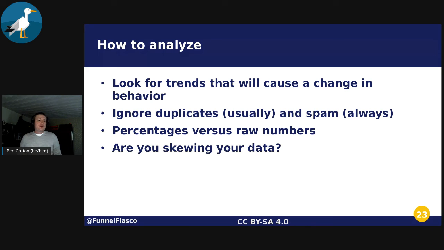Think about percentages versus raw numbers, which tells you the story that you're actually trying to get at. If there's 10 bugs and one of them is urgent versus 100 bugs and one of them is urgent, those are different things. Raw numbers will give you one story and percentages will give you another. And I just talked about being careful how you skew your data by what you include or exclude. There would probably be a whole other talk on this.